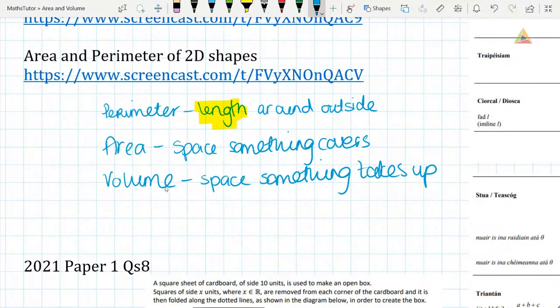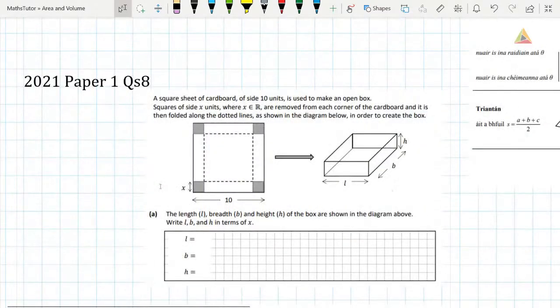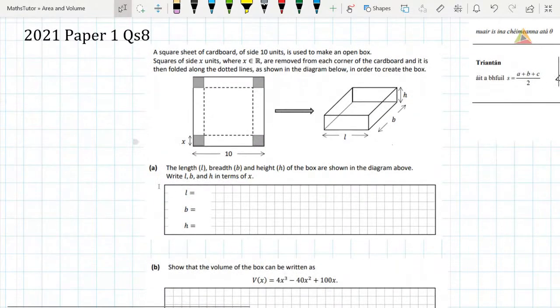So just to keep an eye on those things, that when we're dealing with perimeter and area and volume, we're going to have different units. And as I said, our tables are going to be so important for us. This topic comes up on both paper 1 and paper 2. So it's a bit unusual in that we can find it on both of our papers.